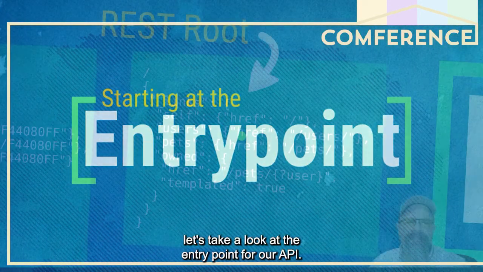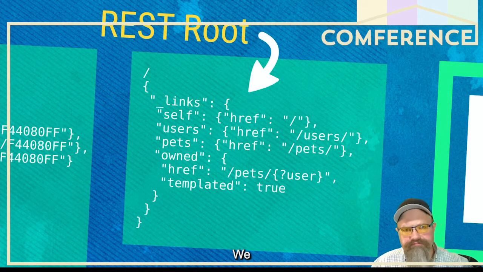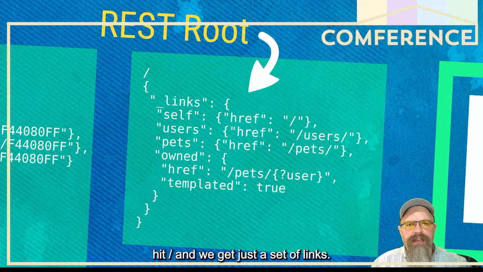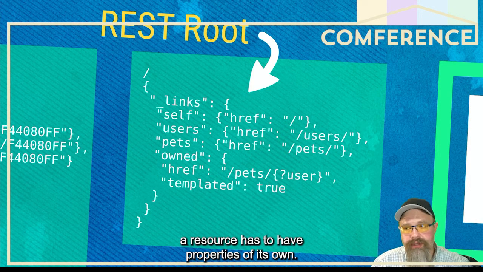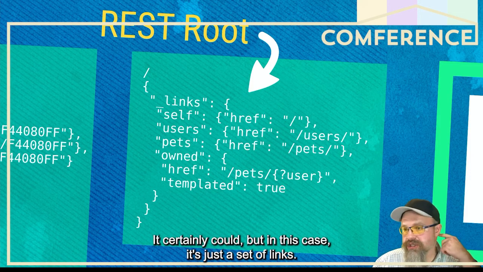So let's take a look at the entry point for our API. We hit slash and we get just a set of links. Now, there's really nothing that says a resource has to have properties of its own. It certainly could, but in this case, it's just a set of links.